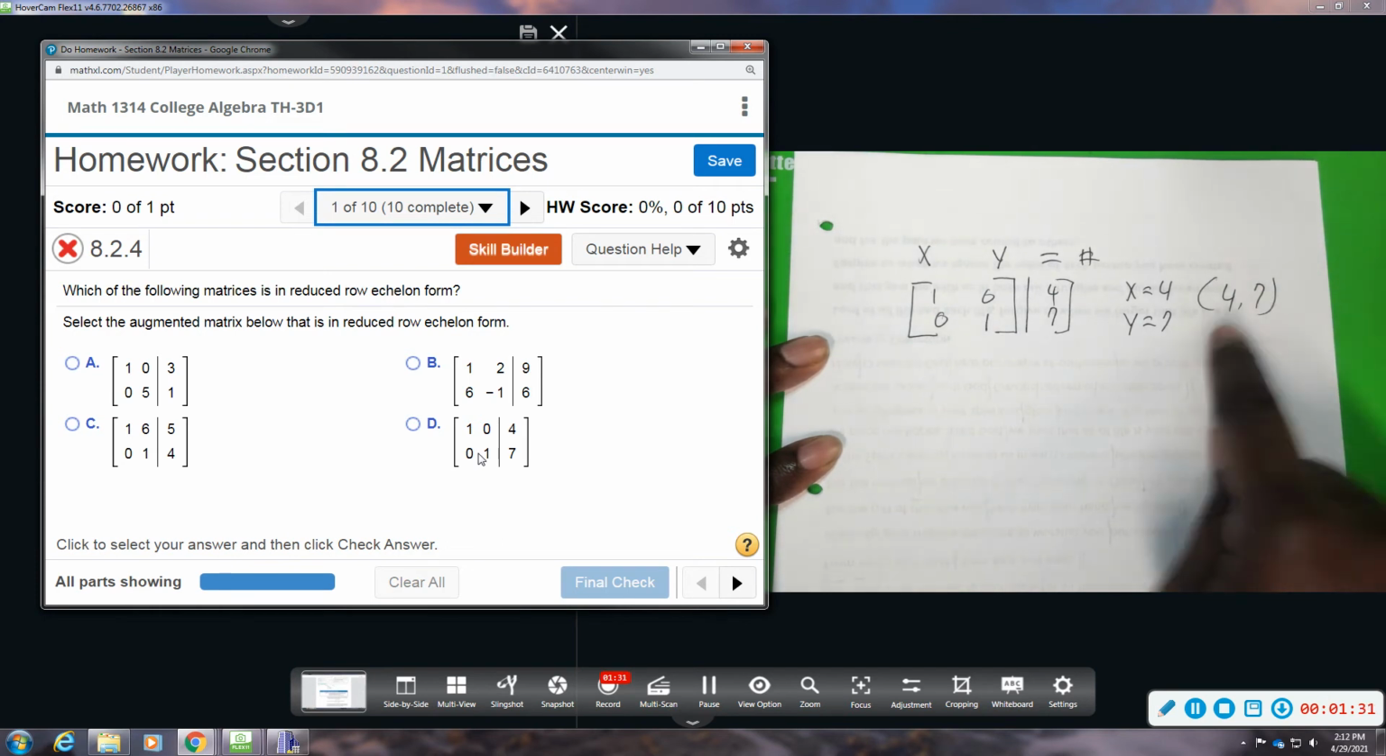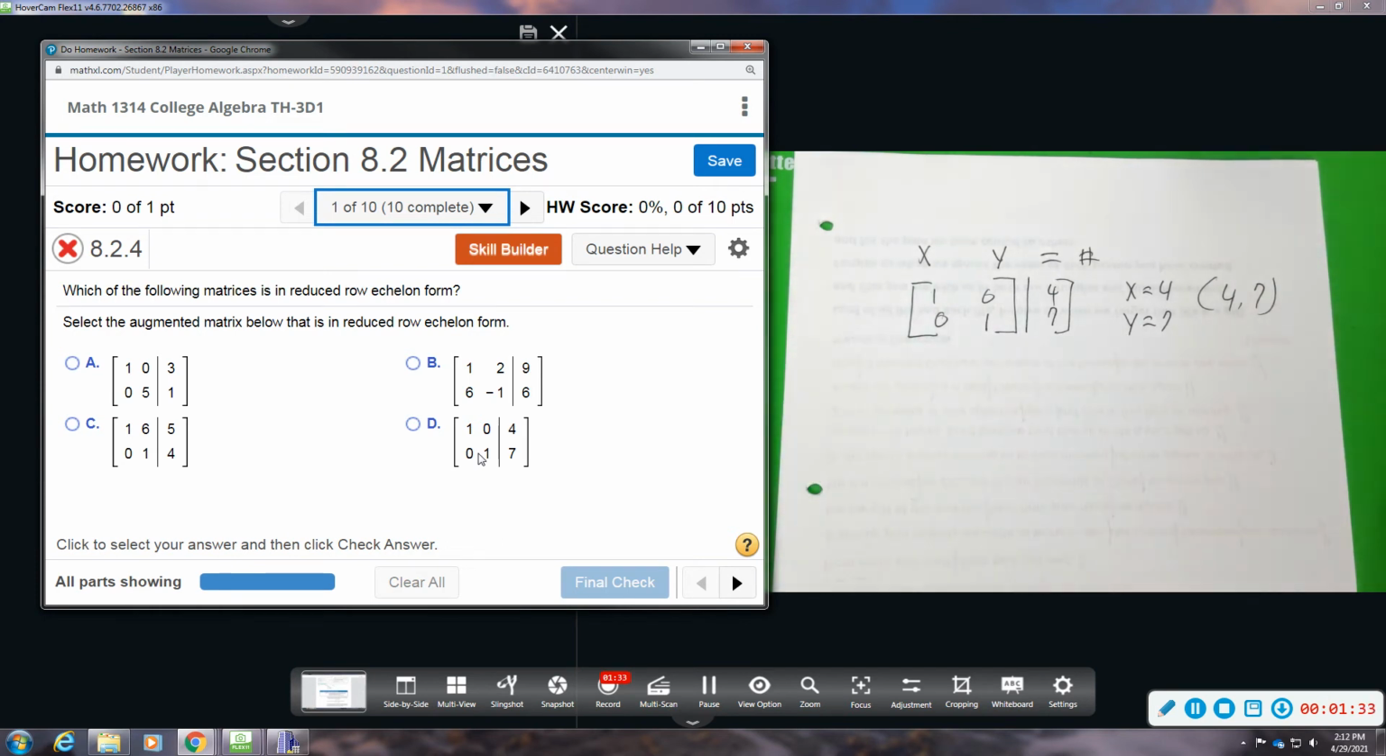So I want you to understand how to read it, because I'm going to show you how the calculator will compute this for you. So I want you to understand it and also be able to read it.